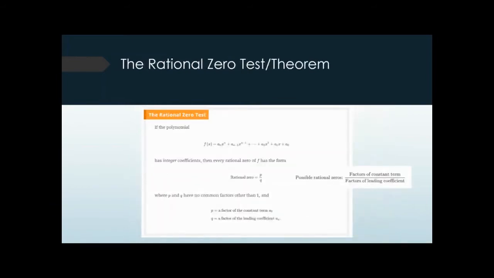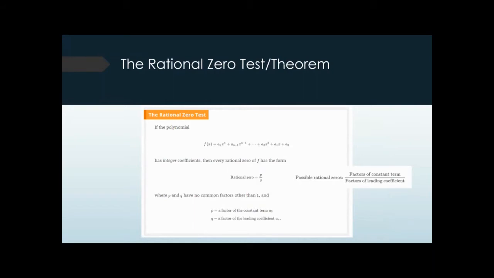Next is the rational zero test or the rational zero theorem. This has different names depending on which textbook you use. Our textbook calls it the rational zero test. I have seen it in most textbooks called the rational zero theorem. That is basically the same thing. This is basically telling you how to find out what it could factor into.